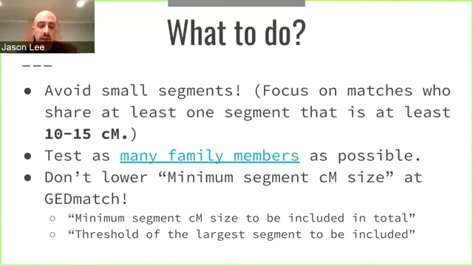But when you're at GEDmatch, whatever you do, don't lower the minimum segment centimorgan size. There are a lot of people out there who are lowering the match threshold all the way down to 1 centimorgan. And hopefully from the information that I've presented tonight, you can see that that's a really big mistake. But a lot of people are doing that. So we have to get away from doing that, forcing a match to show up by adjusting the centimorgan threshold down to ridiculously low numbers. It's going to send you down some rabbit holes. It's not good research. It's a waste of resources. So don't get caught up in that mistake.